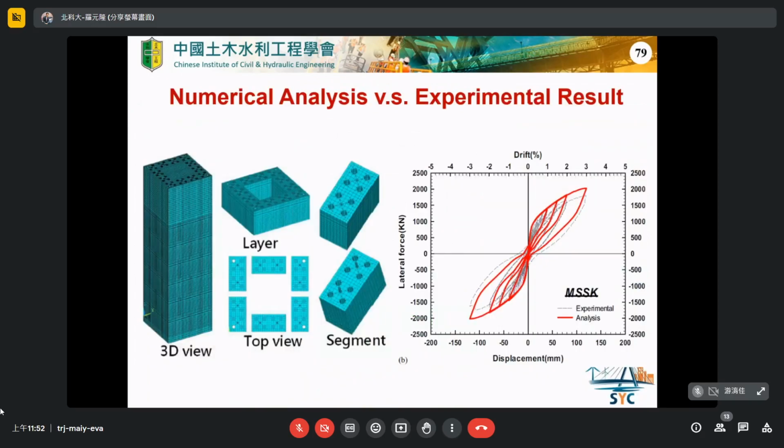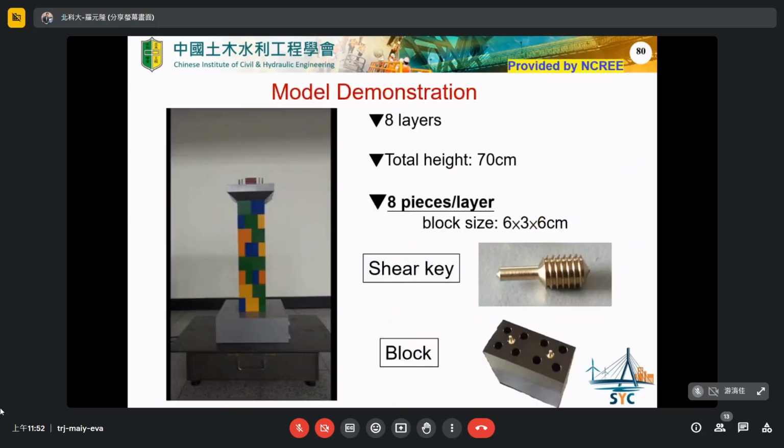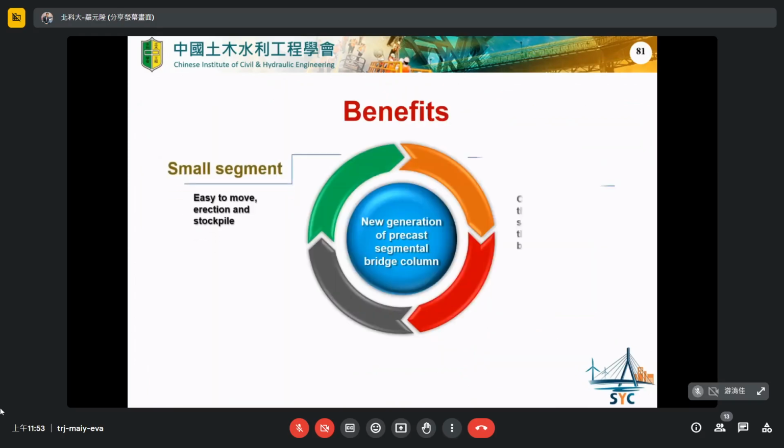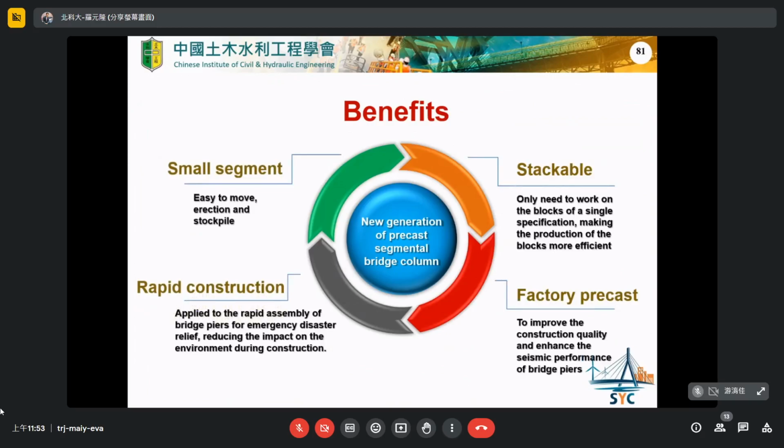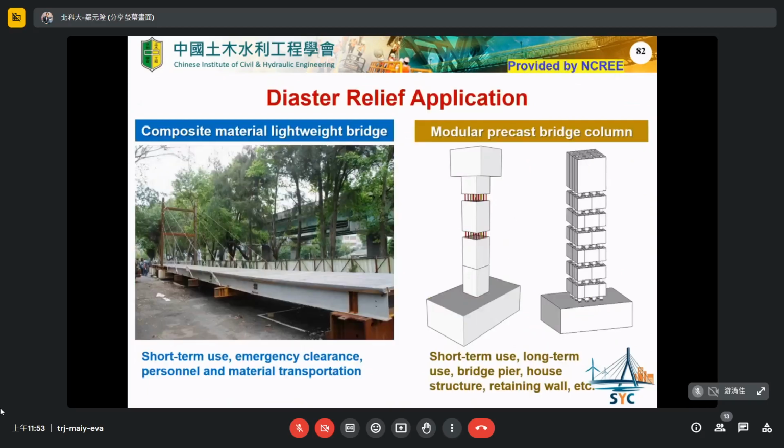We also did the simulation for the engineering application. This is a small test. As you can see, when the shaking table tested, the interface between the stack blocks can open and close, open and close. It means that it can absorb the seismic energy distributedly. So the benefits of the two cases we propose: it is just small segments, rapid construction, stackable, and factory precast.